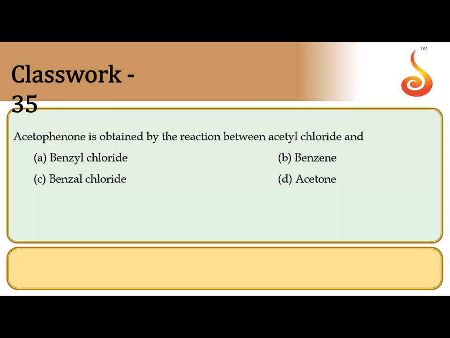Acetophenone is obtained by the reaction between acetyl chloride and benzene. This is Friedel-Crafts acylation, not Rosenmund's reduction. Benzene plus acetyl chloride, CH3COCl, in the presence of anhydrous AlCl3.